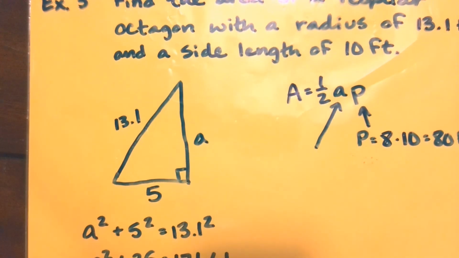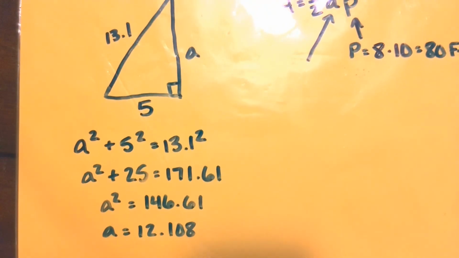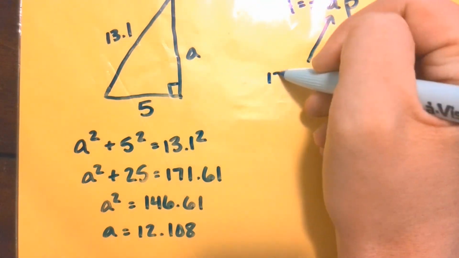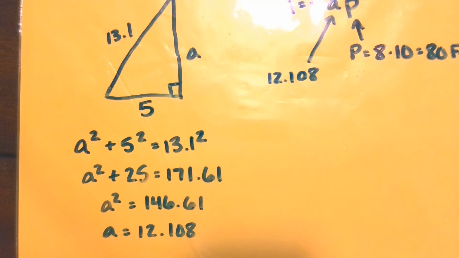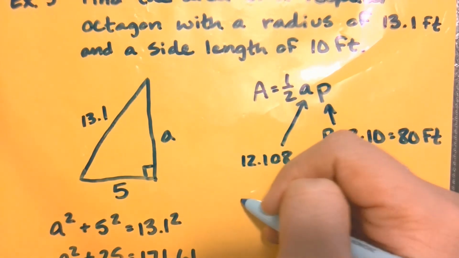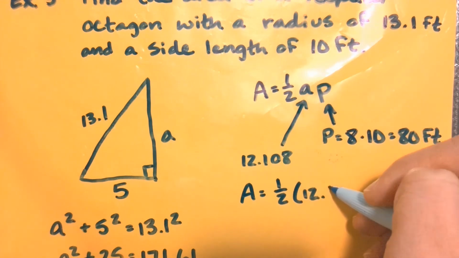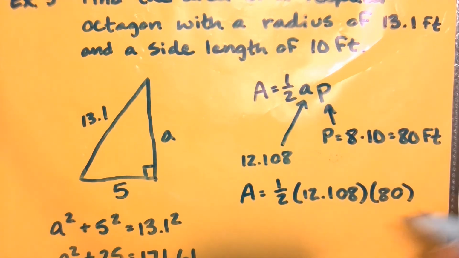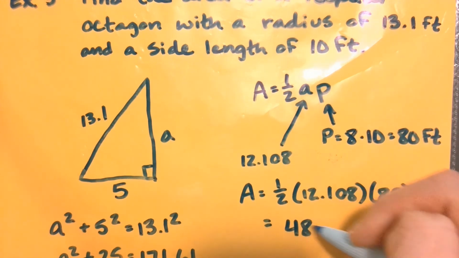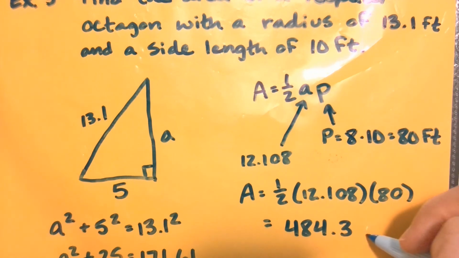Using Pythagorean theorem, we should end up with an apothem that is about 12.108. Okay, so now it's just a matter of using our formula that we've got 1/2 our apothem 12.108 times our perimeter of 80. So we should get about 484. We're going to round to the nearest tenth again, 0.3 feet squared.